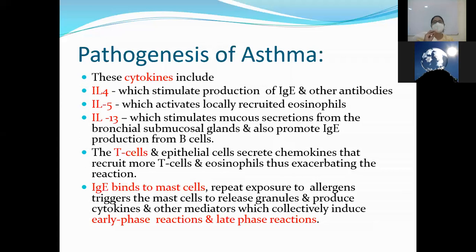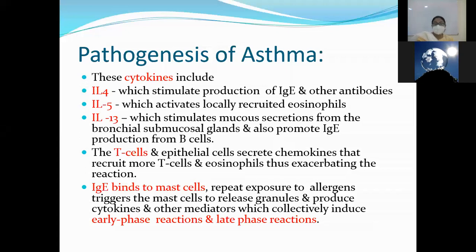Immunological factors: there is a role of type 2 helper T cells and cytokines, very, very important: 4, 5, 13. Interleukin 4 is responsible for increased IgE level. Interleukin 5 is responsible for increased eosinophil level. Interleukin 13 is responsible for increased mucus production, mucus secretion. Clear? So these three play a major role in the development of asthma.